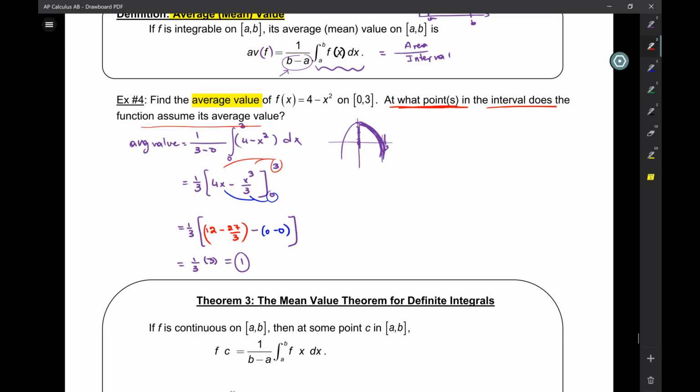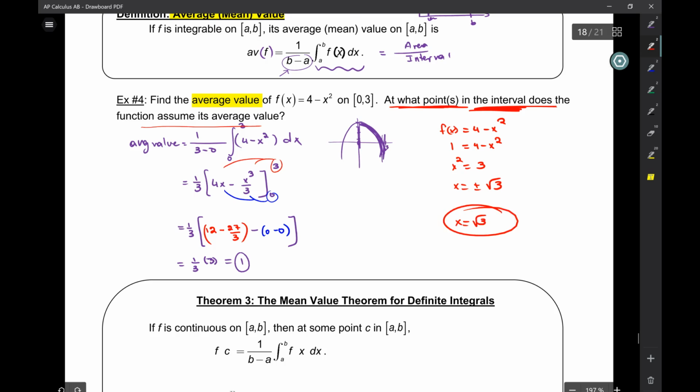So we say f of x is equal to 4 minus x squared. We want this f of x, the value, to be 1. X squared is equal to 3. X is plus or minus root 3. There you go. At what point in the interval, right? Negative root 3 is not in the interval, so I just say x equals root 3. Okay?